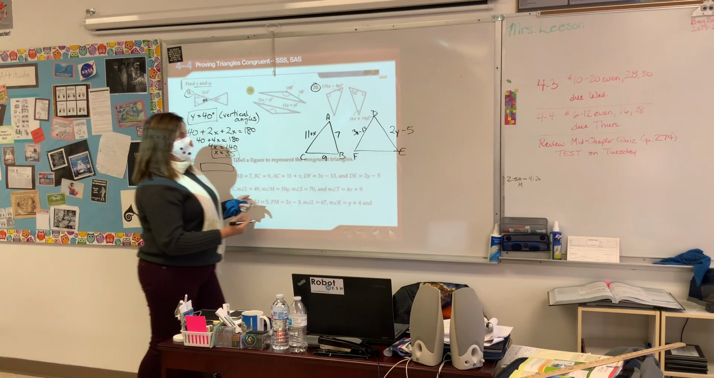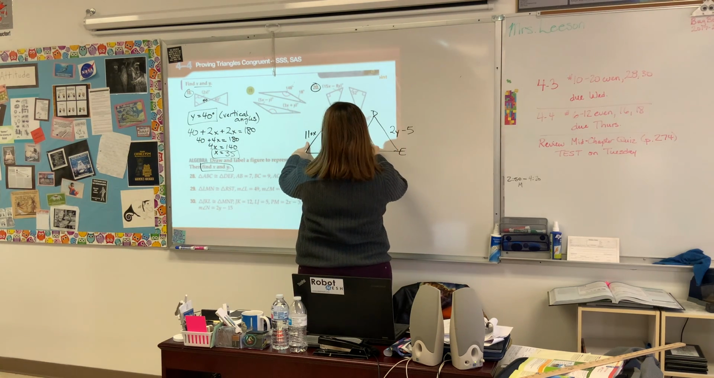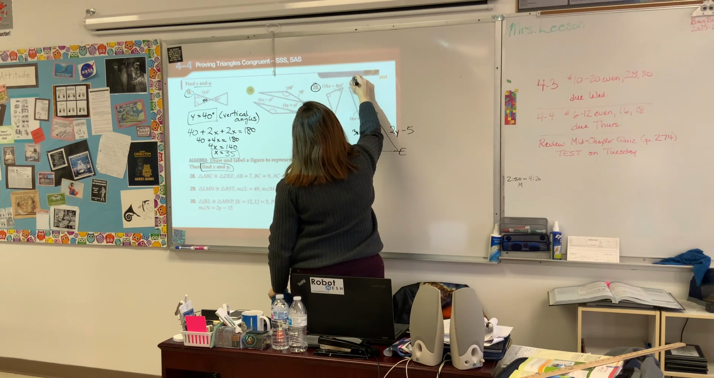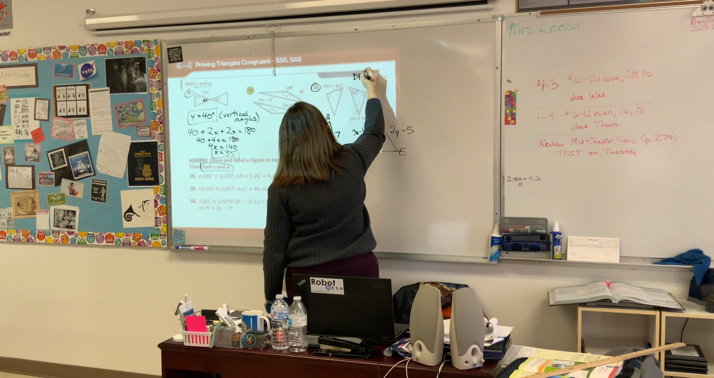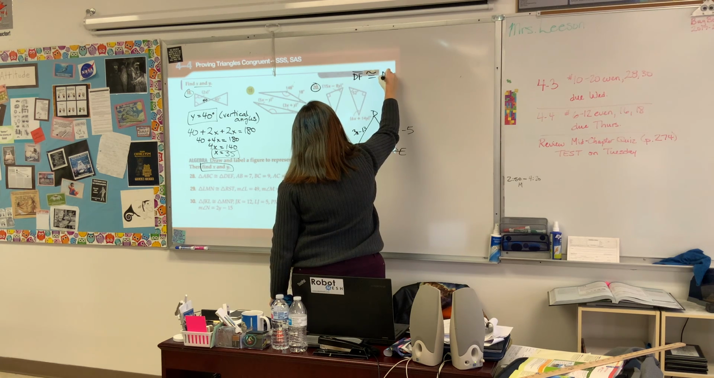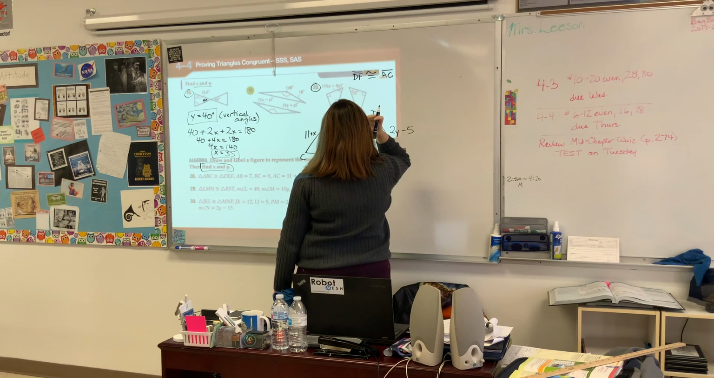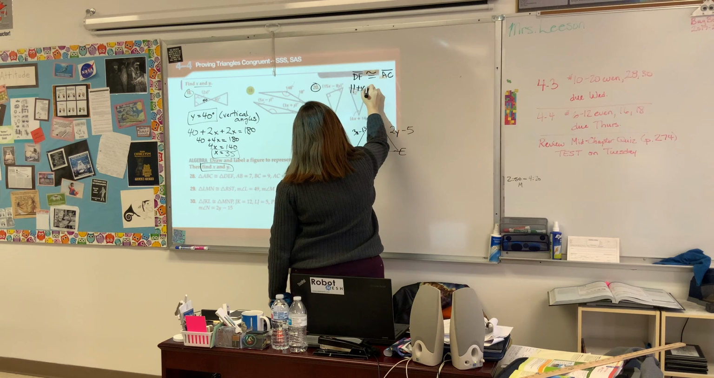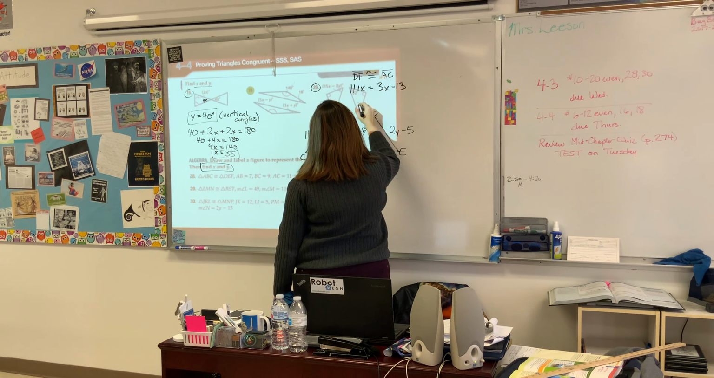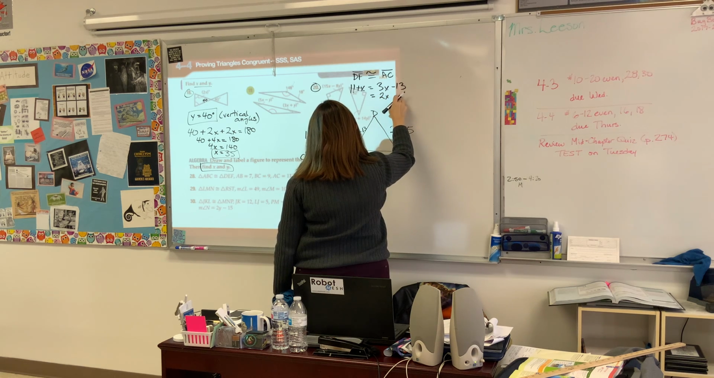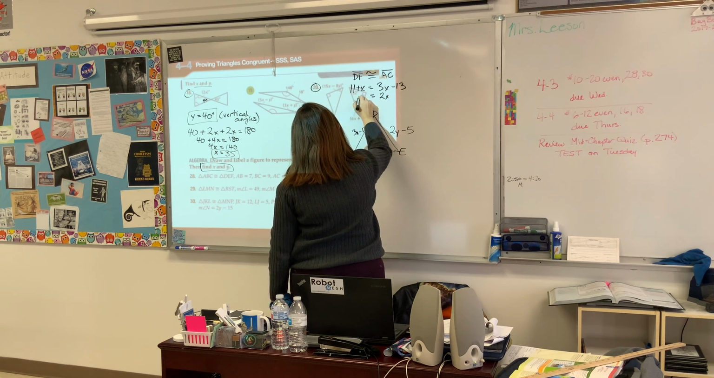In order to solve for X, I know that DF is corresponding and congruent to AC, because they are corresponding parts. Their measures are equal to one another. So I can say 11 plus X is equal to 3X minus 13. I can subtract X from the left, bring it to the right. I can add 13 to the right, add 13 to the left.